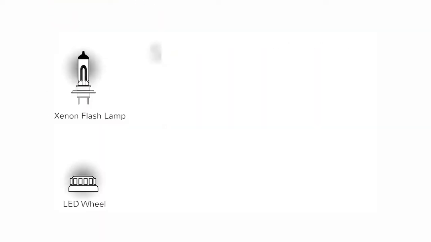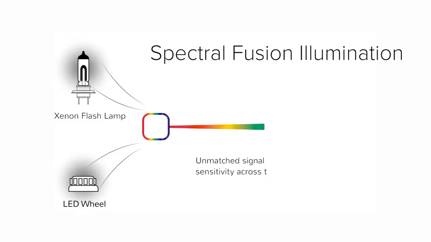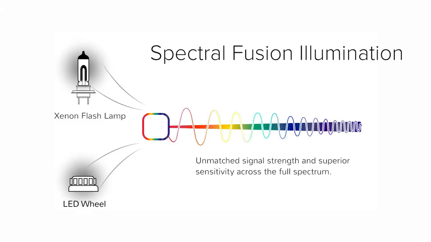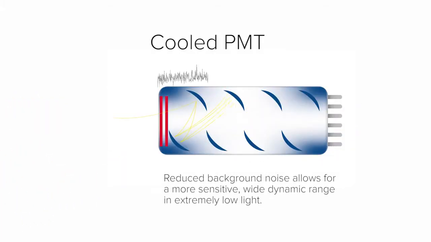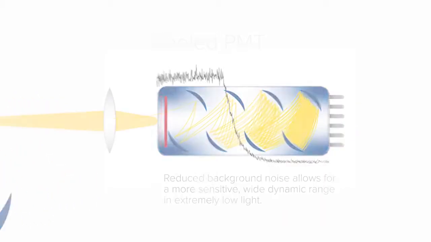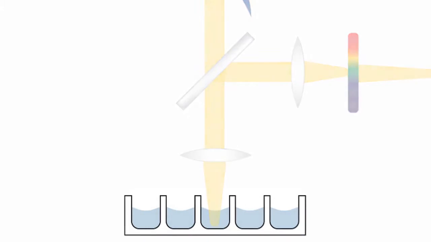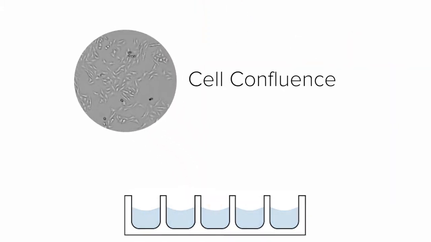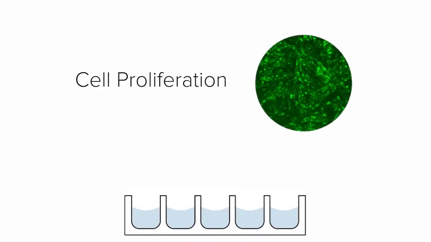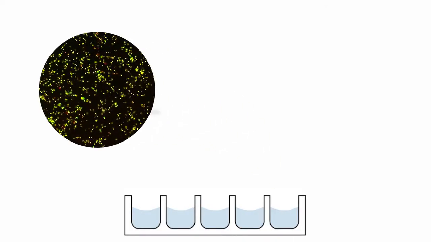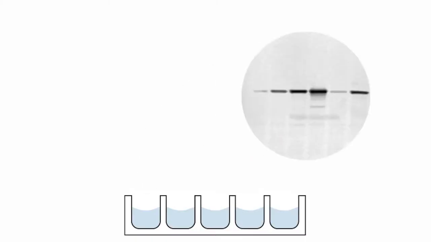Engineered for performance with spectral fusion illumination for increased sensitivity across the entire excitation range, and a cooled PMT for improved detection in extremely low light. The SpectraMax i3X allows you to unravel the mysteries of science by exploring cellular pathways and protein activation and expression on one system.